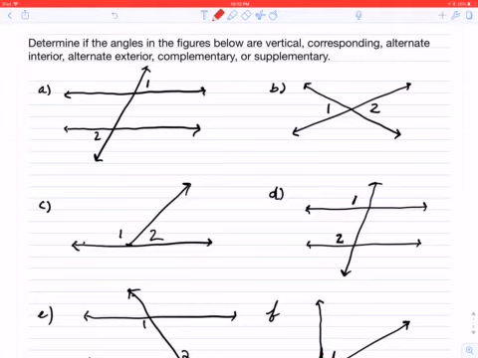So we want to determine if the angles in the figures below are vertical, corresponding, alternate interior, alternate exterior, complementary, or supplementary. In diagram A, angles 1 and 2 are outside the parallel lines, kind of on the diagonal. They're on opposite sides of the transversal, but not next to each other. These are alternate exterior angles.